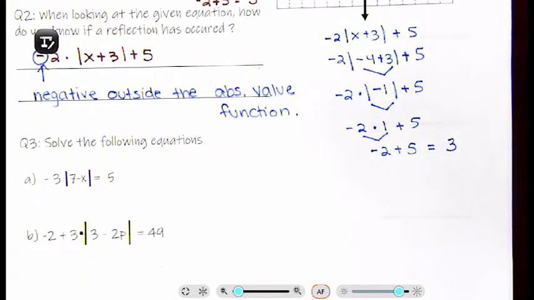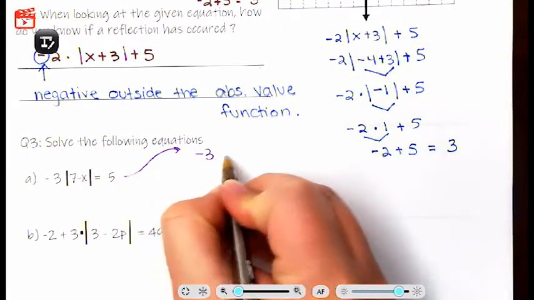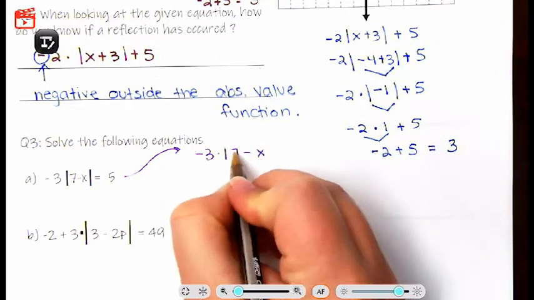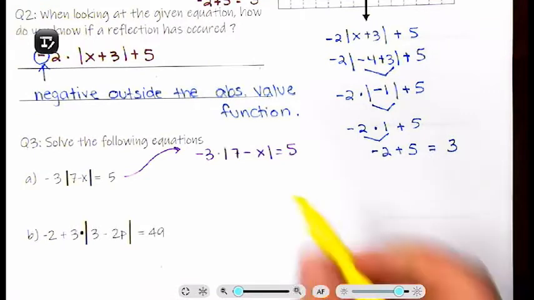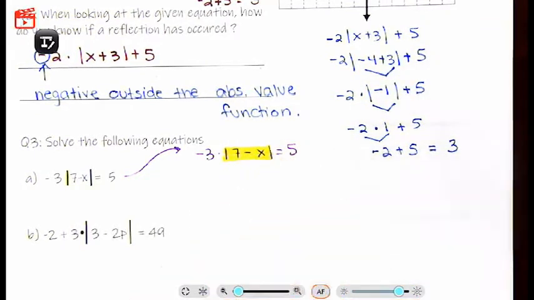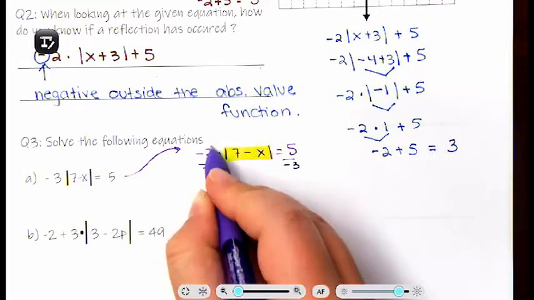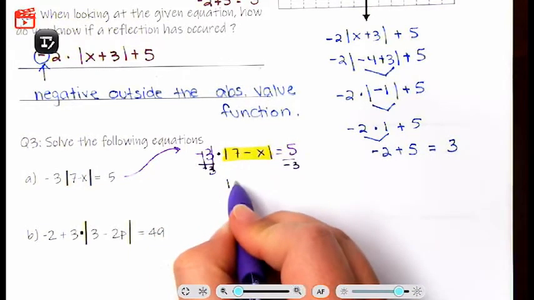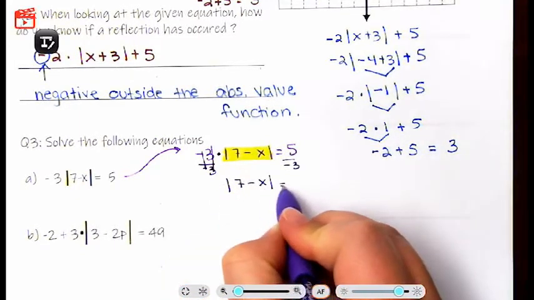So for A, let's go ahead and solve. Step number 1 when solving absolute value equations is to get the absolute value by itself. What I'm trying to do is get this 7 minus x alone. It is currently attached to negative 3 by multiplication, so I'm going to divide by negative 3 on both sides. The 3 goes away, the negative goes away. I'm left with 7 minus x in the absolute value, and I'm left with negative 15.